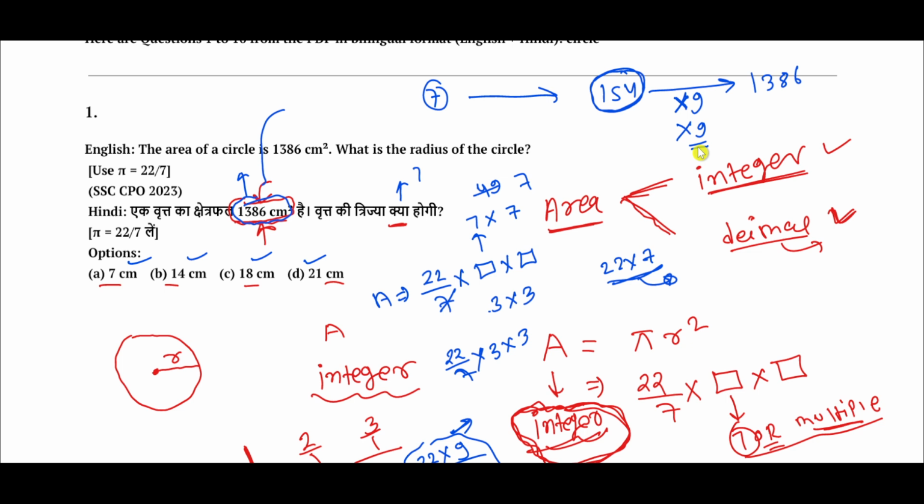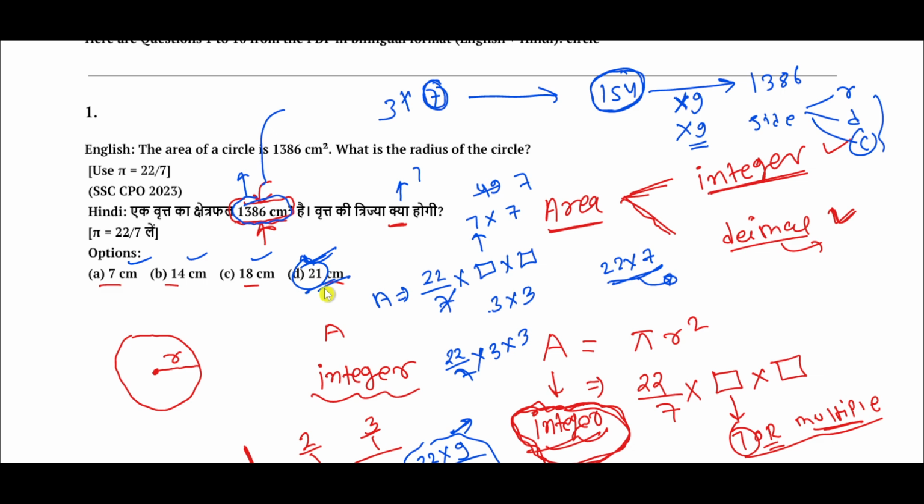If area is 9 times, then the side will be under root 9 times. Side means what? Maybe radius, maybe diameter, maybe circumference. Both are measured in centimeter, and area is measured in centimeter square. So if area is 9 times, then the side will be under root 9 times, which means 3 times. So now you can assume my value of radius is 7 or 3 times of it, which means 21. That is your correct answer.